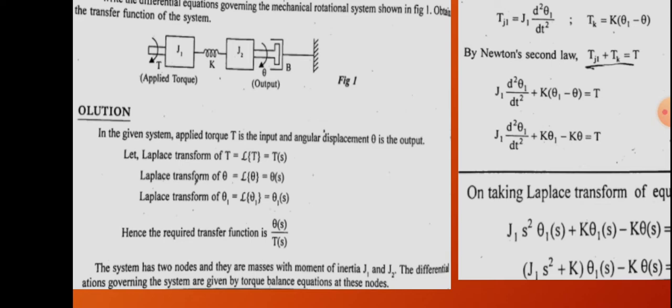First of all, we have to indicate the nodes in the system. Usually we consider the nodes to be the mass elements. Here J1 and J2 are the nodes. Next we have to write the differential equation governing the system with reference to these nodes. For that we have to draw the free body diagram of each node. First we will consider the node J1, and next the node J2.